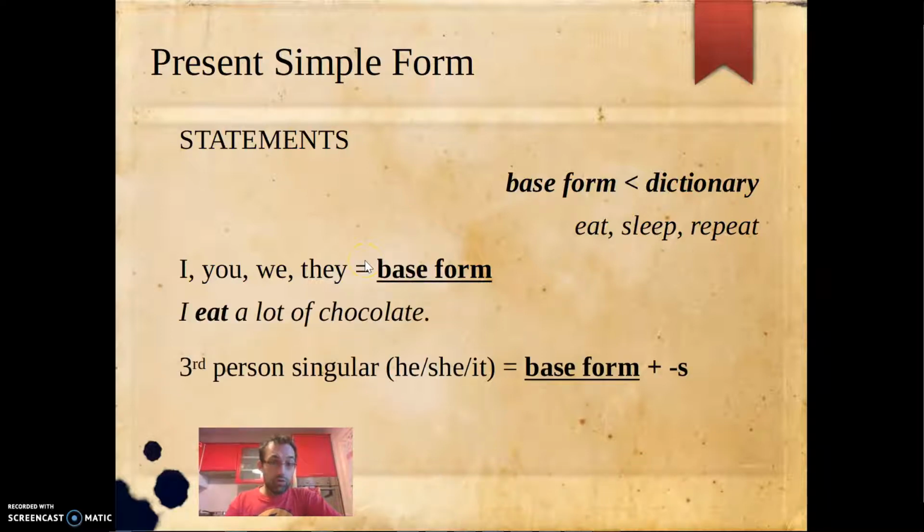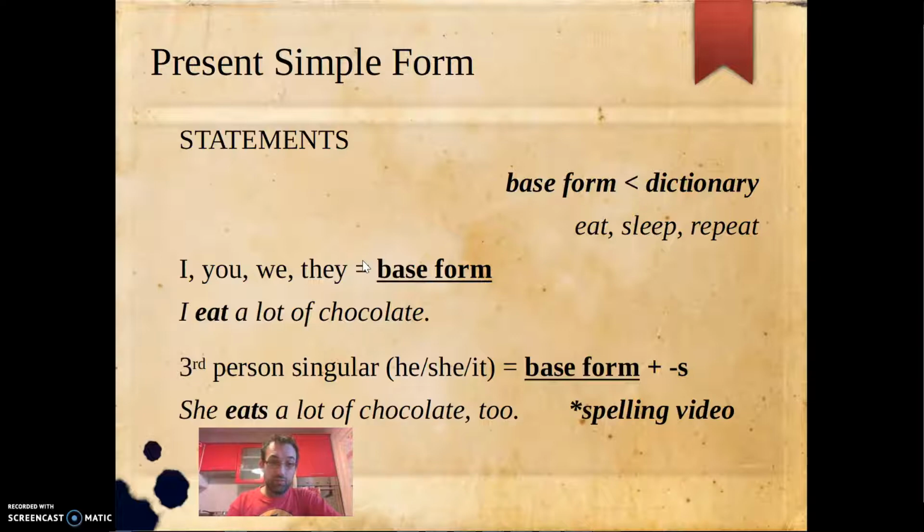I eat a lot of chocolate, right? But for the third person singular, he, she, it, we need to add s to the base form. So we say she eats a lot of chocolate too. Now notice one thing here. This s business, well, the spelling is not always straightforward. Sometimes the way we write this changes. And for this, you should take a look at the spelling video.